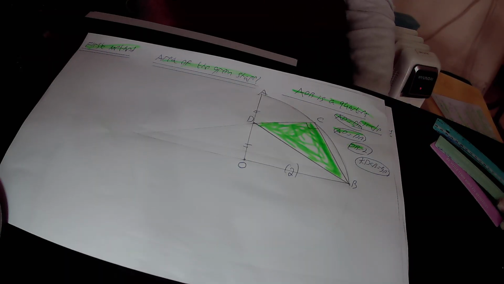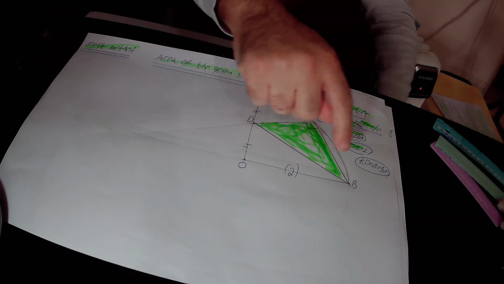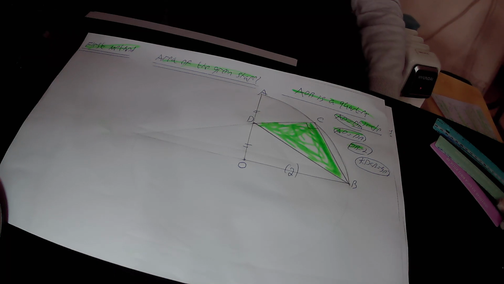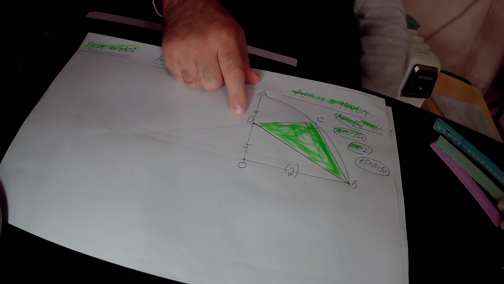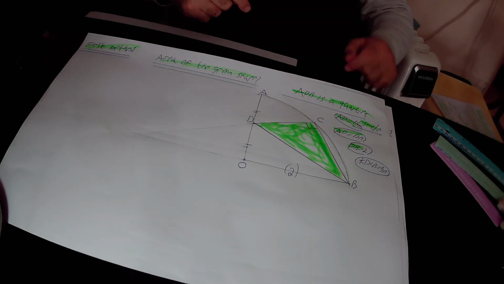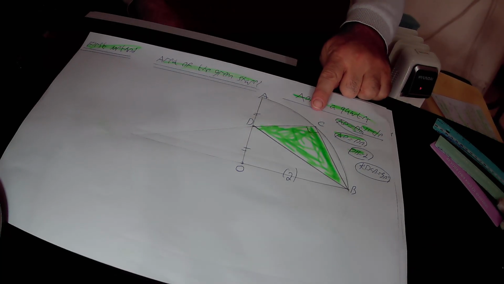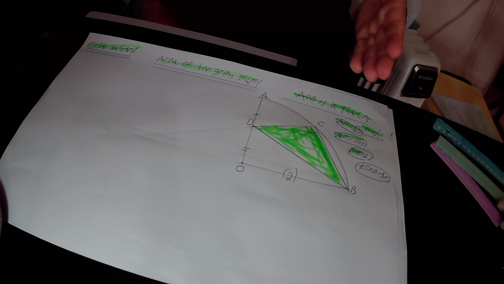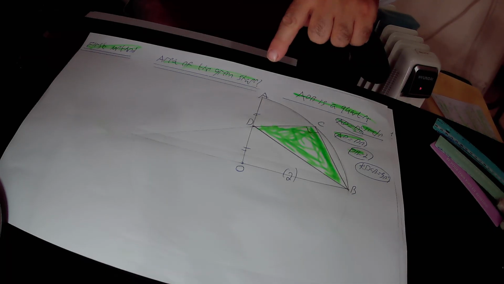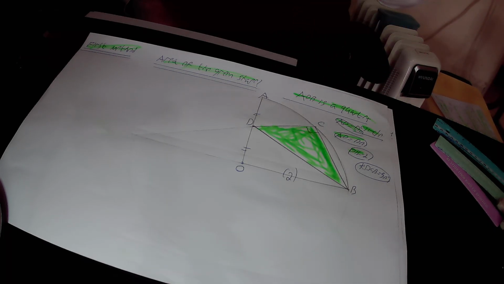In the drawing, we have quarter circle AOB. We know that OB equals 2 units in its length. AD equals DO. This is angle DCB, a right angle, and our task is to find out the area of this green shape. The green shape is actually the green right triangle DCB. So we have to find out the area of this green right triangle DCB.